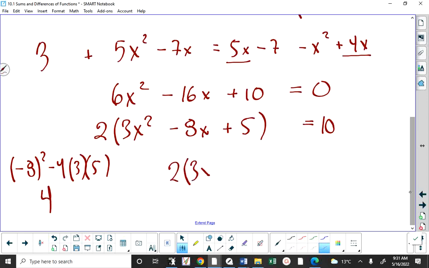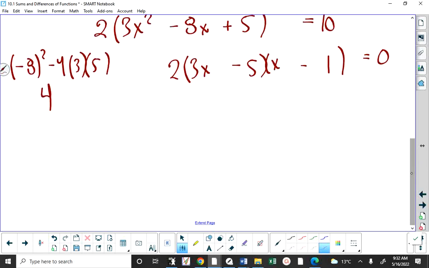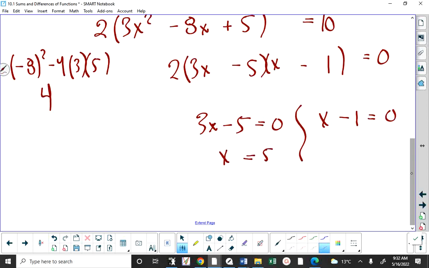Let's see. It's going to be 3x and x. It's got to be 5 and 1. If I put the 5 here and the 1 here, that gives me negative 3x for the outer product and negative 5x for the inner product, which is negative 8x, which is what I want. That means that 3x minus 5 equals 0, and x minus 1 equals 0. So solving this little equation for x gives x equals 5/3. This one is x equals 1.